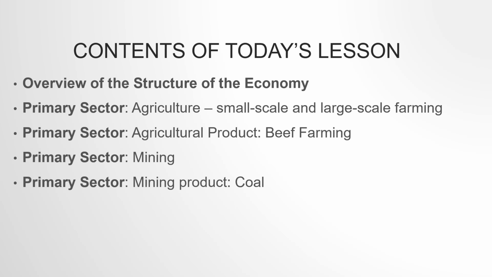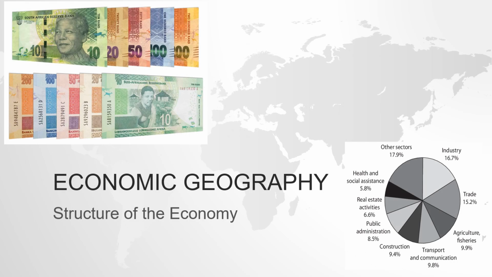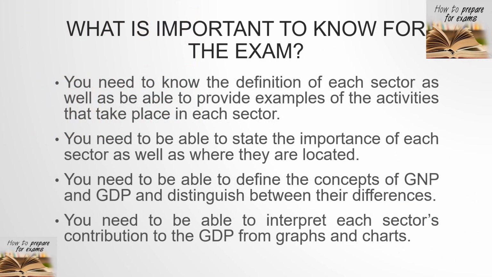And then we'll be doing a deep dive into the very first sector, being the primary sector, because so much of economic geography is linked to the primary sector, especially in terms of the focus areas for this year. Because you'll see, we'll be digging into small scale and large scale farming, then the agricultural product for this year, which is beef farming. The primary sector continues with mining in general, and then we'll be looking at the mining product, which in this case is coal. So let's dig in, starting with the structure of the economy.